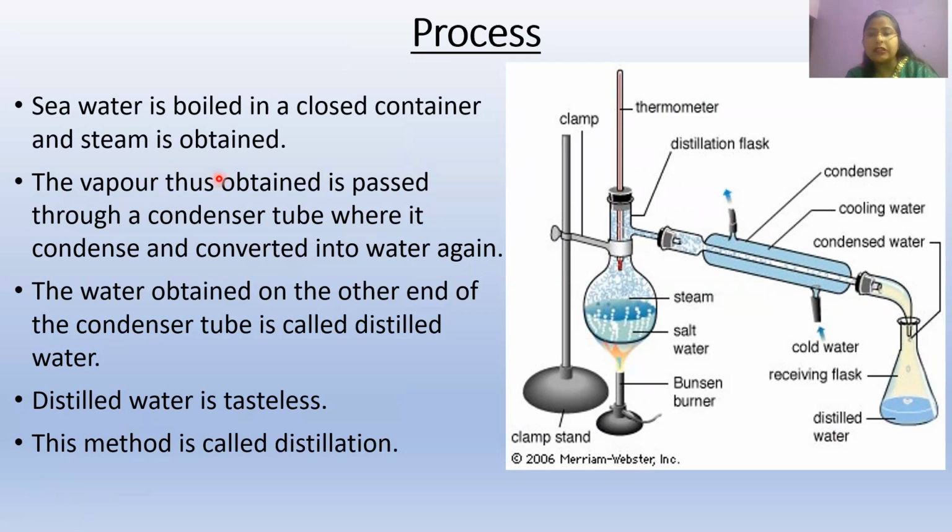Now the vapor thus obtained is passed through a condenser tube. This is a condenser tube. Here it is condensed and converted into water again. Slowly these vapors go into the condenser tube, but in the condenser tube, these vapors cool down and are converted into water again. Now the water is obtained at the other end. In this other beaker, we get the water through the condenser tube. This water is known as distilled water.